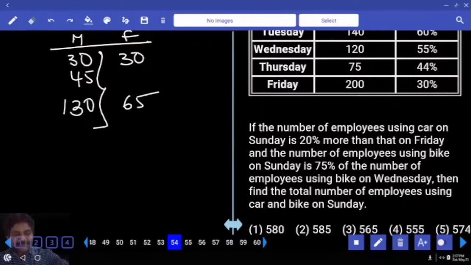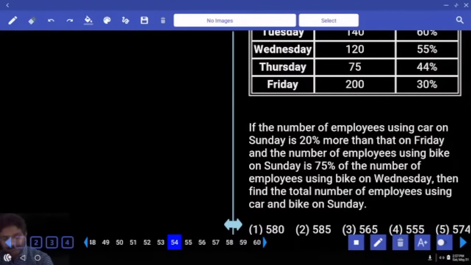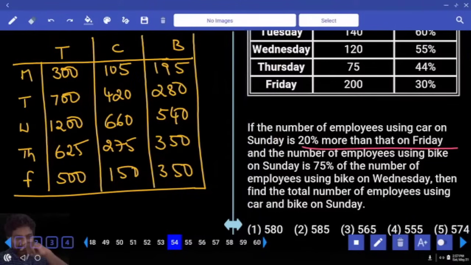If the number of employees using car on Sunday is 20% more than that on Friday. On Friday, how many people are using car? 150. But on Sunday, it will be 20% more. 20% will be 30. 30 more in the sense 180.